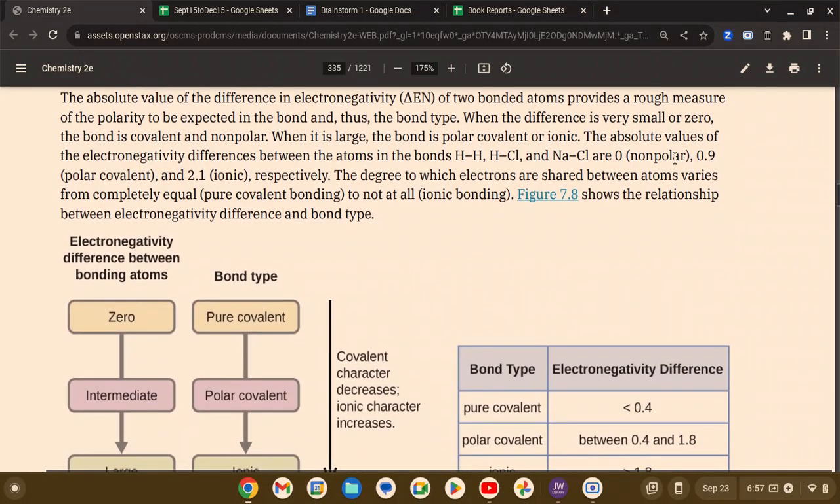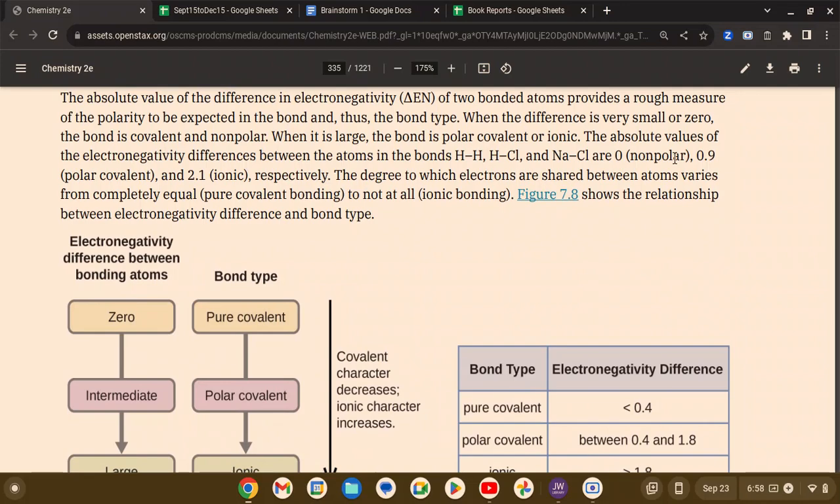Electronegativity and bond type. The absolute value of the difference in electronegativity of two bonded atoms provides a rough measure of the polarity to be expected in the bond, and thus the bond type. When the difference is very small or 0, the bond is covalent and nonpolar. When it is large, the bond is polar covalent or ionic. The absolute values of the electronegativity differences between the atoms in the bonds H-H, H-Cl, and Na-Cl are 0, 0.9, and 2.1, respectively. The degree to which electrons are shared between atoms varies from completely equal to not at all.